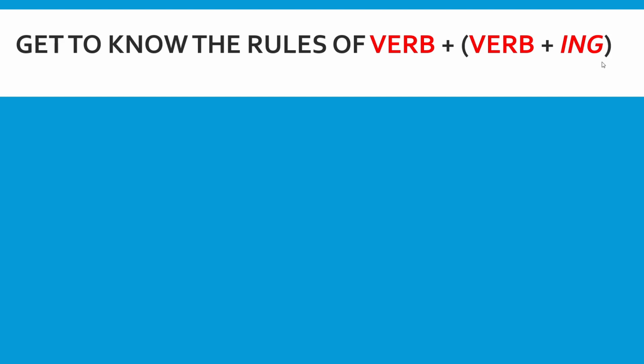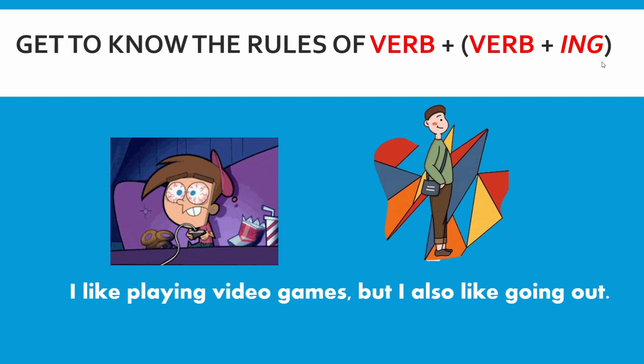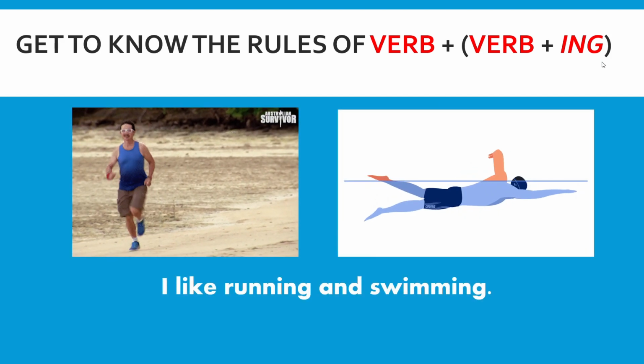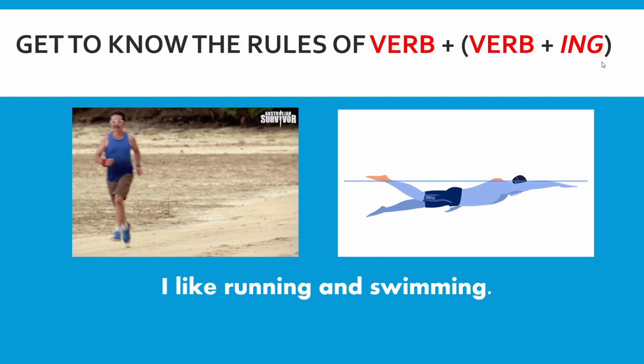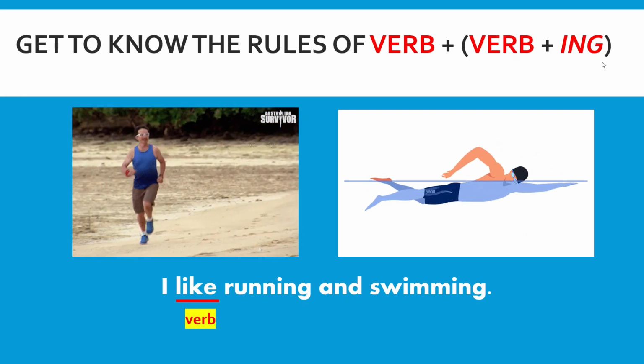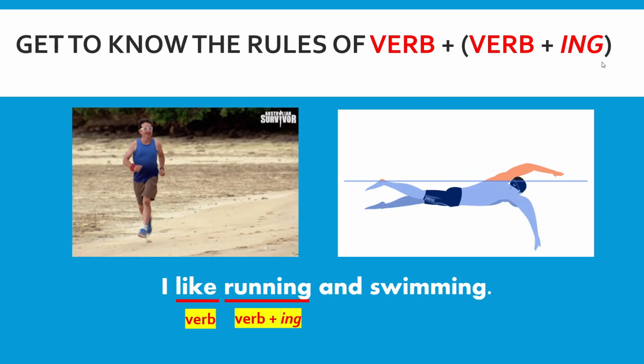Let's take a look at the second one. I like playing video games, but I also like going out. Now in this sentence, there are two verb plus ing that you can see in here. First is like playing. Like is the verb and playing is the verb plus ing. And another one is like again is the verb and going is the verb plus ing. Next, I like running and swimming. Which part has the rules of verb plus ing? Obviously it's like is the verb and running is the verb plus ing.